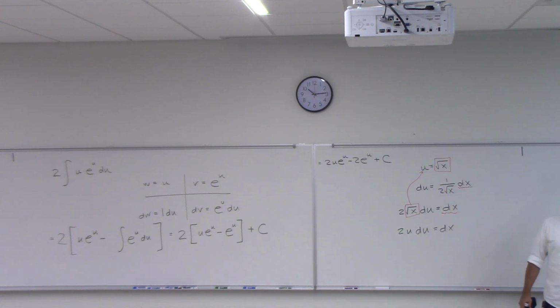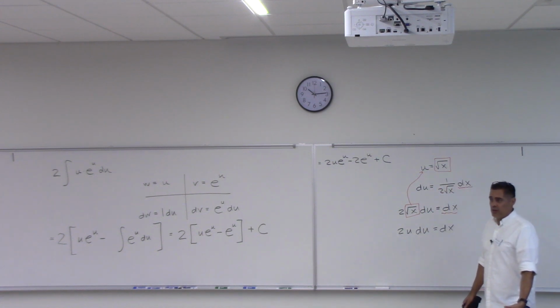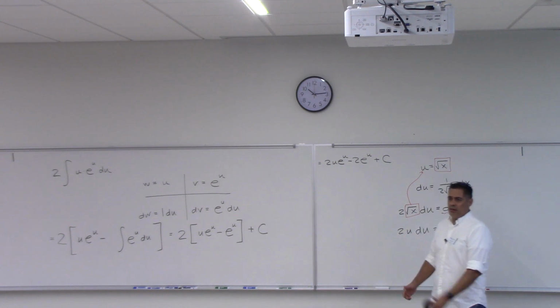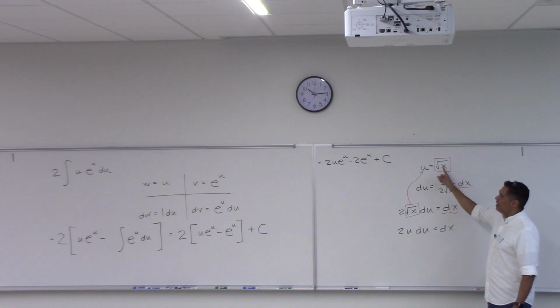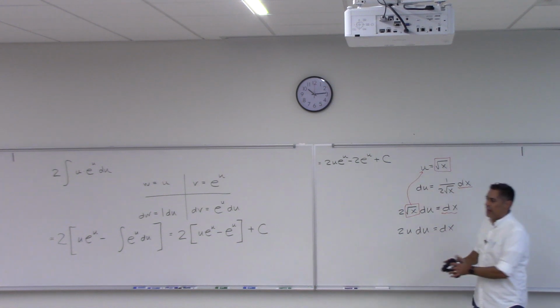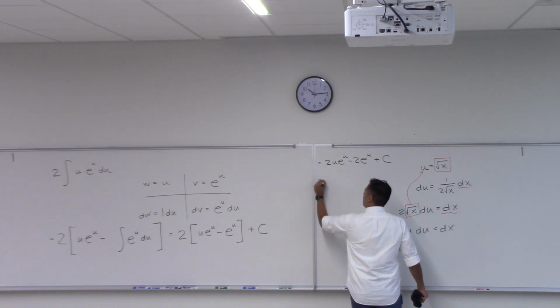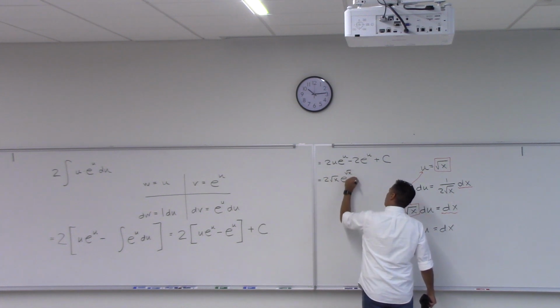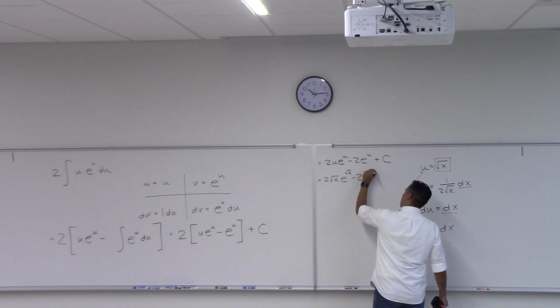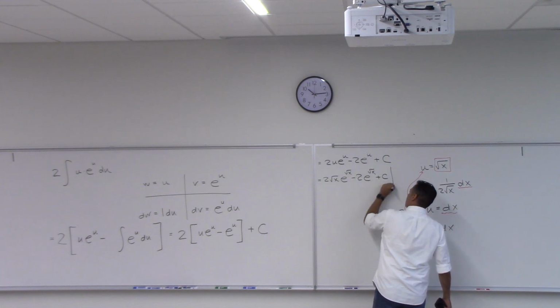No, because my original integral was in terms of x, right? So I need to get back to x. What's the relationship between u and x? U is the root of x. So now I just replace all my u's with root x, and that should be the answer. 2 root x, e to the root x, minus 2e to the root x, plus a constant.